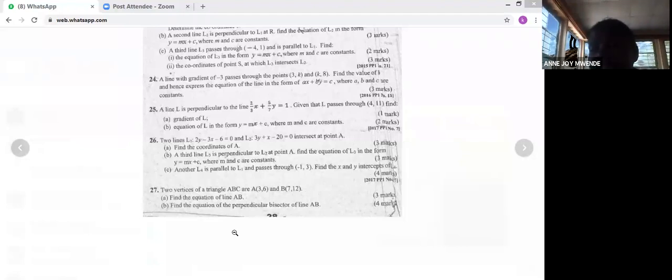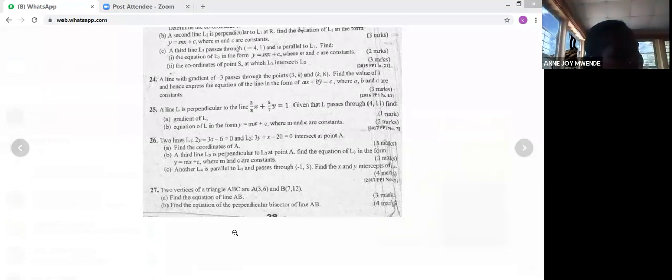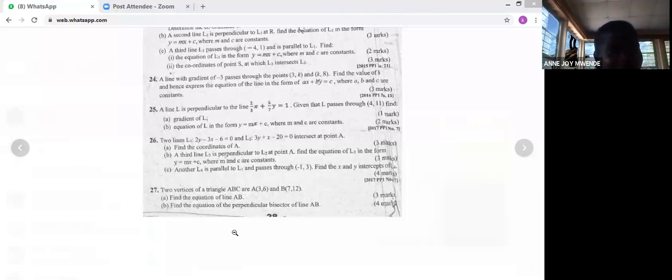Part B, another student. Yes, I got part B. I have gotten y equals 3x plus 0. Yes. Then the other one is Moses.